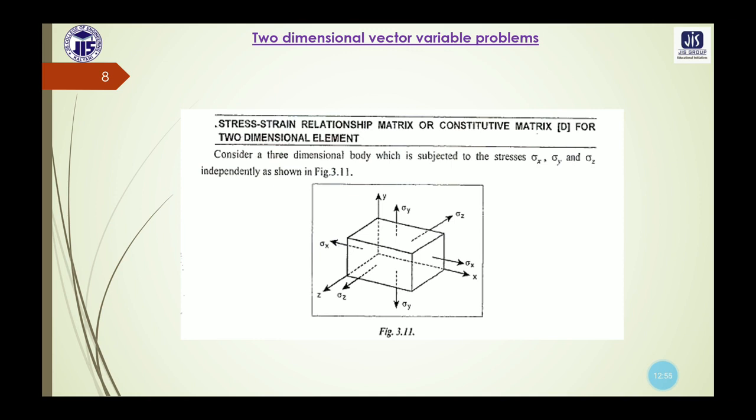So this is the first basic set of elasticity equations that we have discussed just now, that is the strain displacement relationship equation. In number two, we have the stress strain relationship equation. So the stress strain relationship matrix or the constitutive matrix for the two-dimensional element we have seen earlier. So we have here considered a three-dimensional body which is subjected to the stresses sigma x, sigma y and sigma z, which are independently shown here in this diagram.